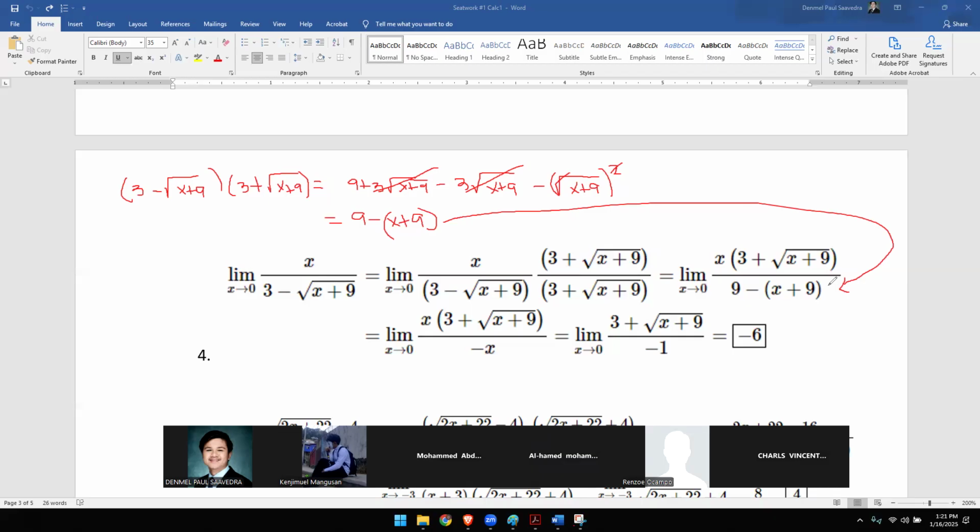Understood. So next is that we distribute the negative to our parentheses. So this will become 9 minus x minus 9. Correct? Afterwards, we cancel out this one since 9 minus 9 is just 0, retaining the negative x, which is now this one. So the numerator is still the same, but the denominator now became negative x.